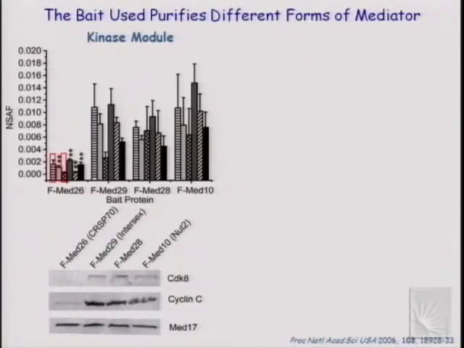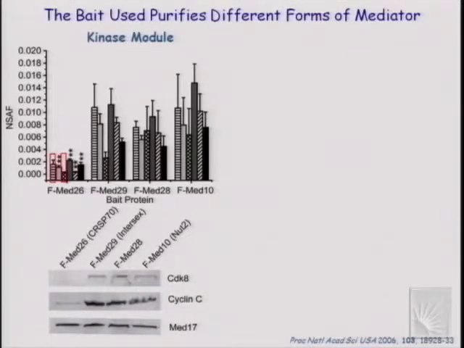Where we start to see variance are on these 2 modules that are actually functionally significant. So Mediator has something called the kinase module. Now we've broken out, there are 6 proteins in the kinase module, and one particular bait that's called CRSP70, and Med26 has been renamed, has very low amounts of it compared to the other baits. And we can see that by semi-quantitative Western blotting, where we can't detect CDK8, and we can barely detect cyclin C, which is also in here. In the other 3 baits, we can see significant amounts of that.